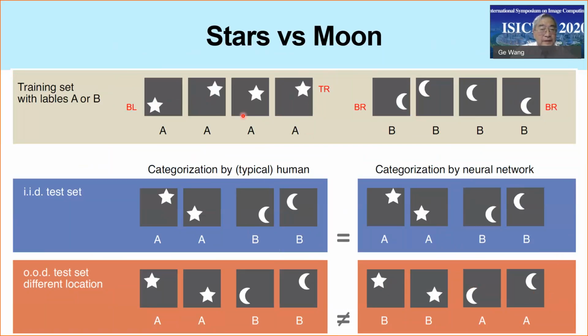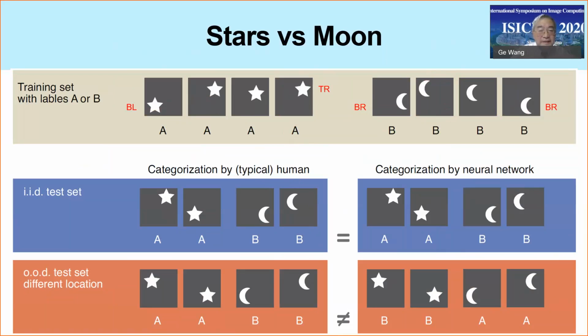You show all these training data sets, put stars either bottom left or top right, and put moon either bottom right or just the top left. So just things like this. And we can easily design a neural network to classify objects according to their locations. So this is a good example of shortcut learning.